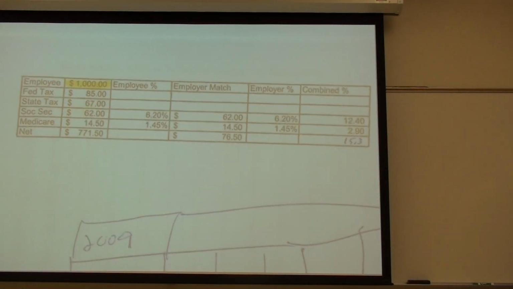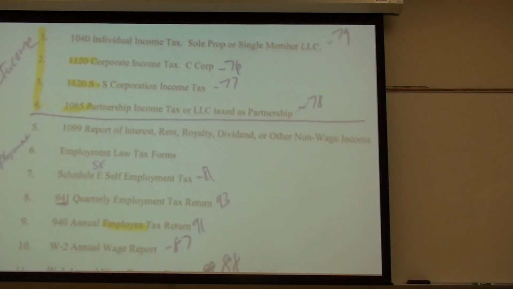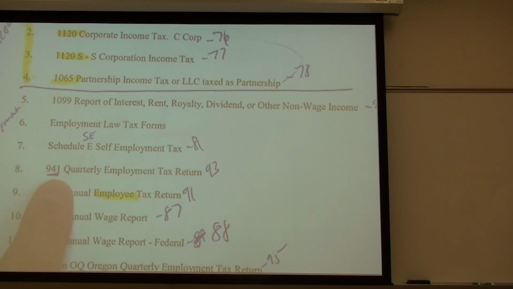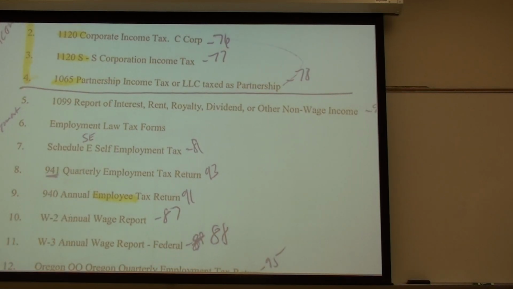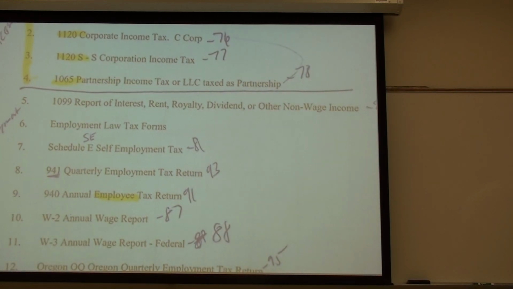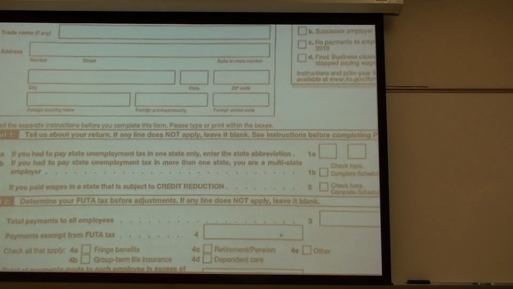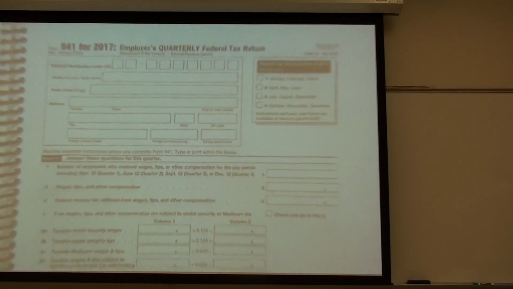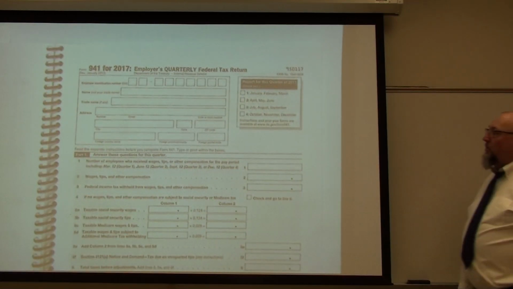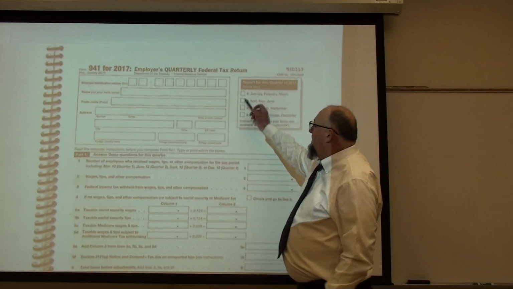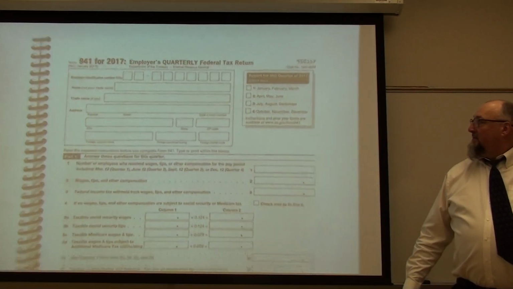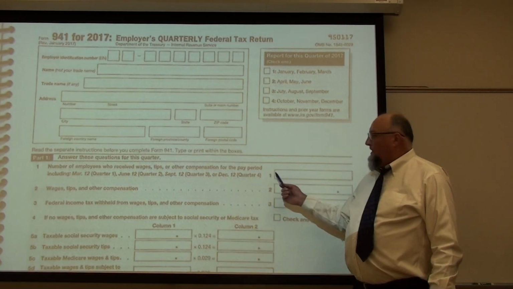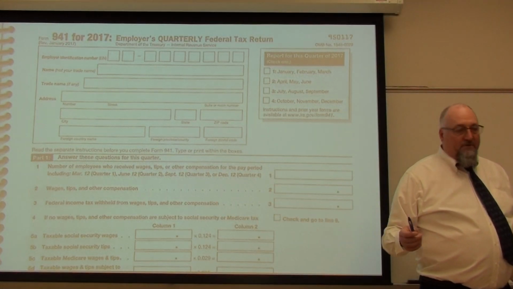Okay, so how do you report this? That brings us back here. First of all, every quarter, you have to file a 941 form. I'll show you that, it's on page 93. This is a quarterly employer report, so every quarter: first quarter, January, February, March, etc. This is with the federal government; we have a similar one for the state of Oregon.